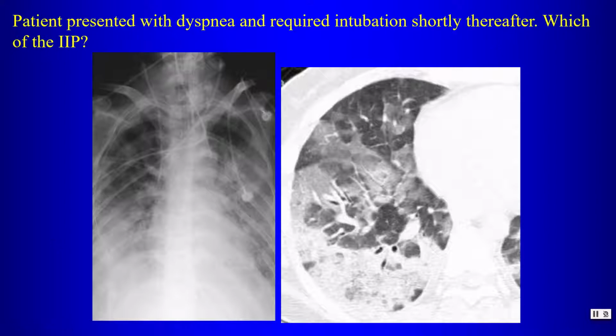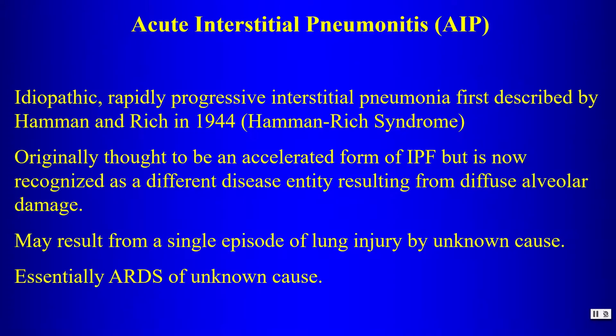So which of the idiopathic interstitial pneumonias can clinically present like ARDS and can also give you radiological manifestations of ARDS? Well, this is AIP, acute interstitial pneumonitis. This was an idiopathic, rapidly progressive interstitial pneumonia, first described by Hammond and Rich. So the Hammond-Rich syndrome really is AIP, or acute interstitial pneumonitis. Essentially, you can think of this as idiopathic ARDS.